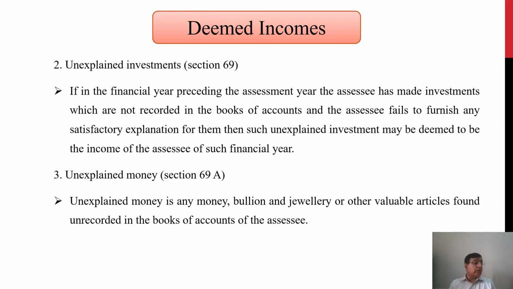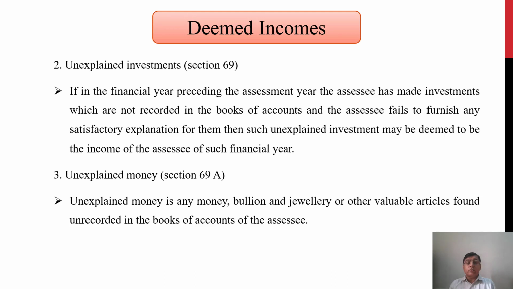Unexplained investment under section 69: if in any financial year preceding the assessment year the assessee has made any investment which is not recorded properly in the books, or which is totally not recorded in the books, and the assessee is unable to give an explanation regarding the source of finance from which this investment was made, then that unexplained investment will also be included in the total income of the assessee.